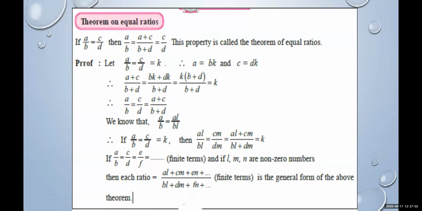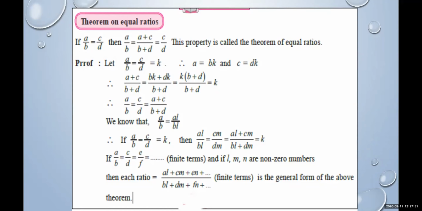If two ratios are equal, just look here, A upon B is equal to C upon D, then A upon B is equal to A plus C upon B plus D is equal to C upon D. This property is called the theorem on equal ratios. Now you may be thinking about what this is.